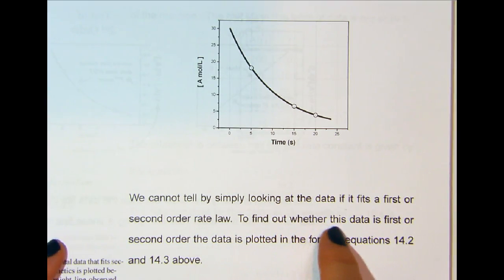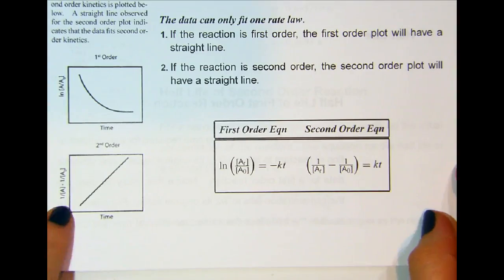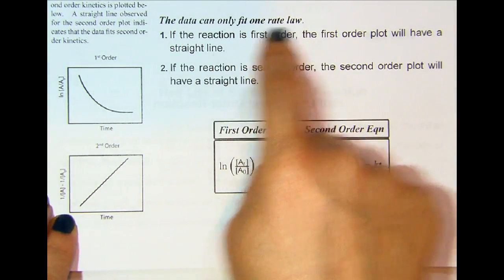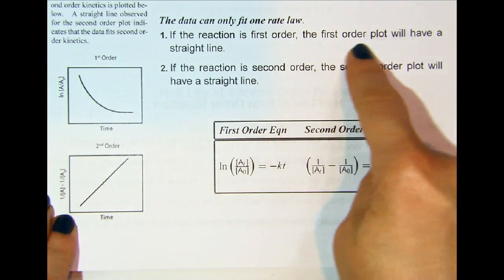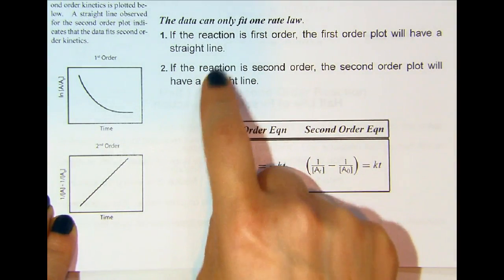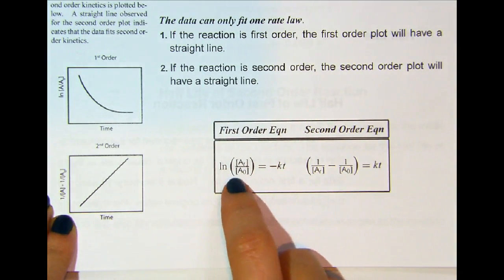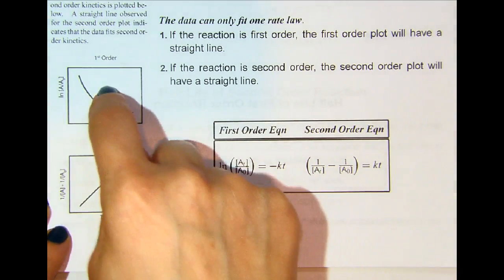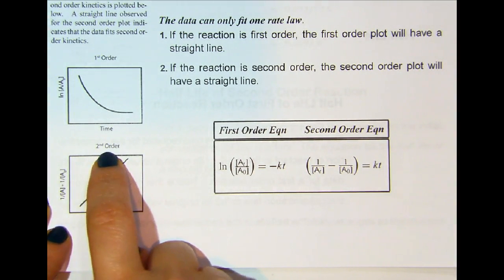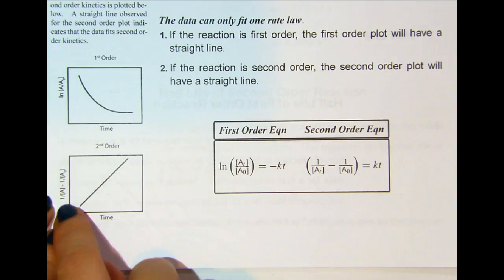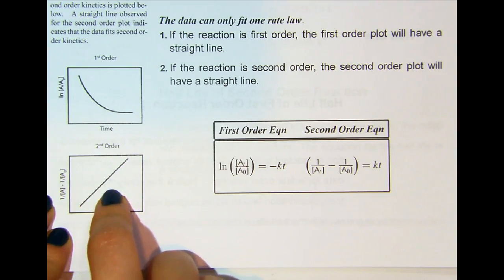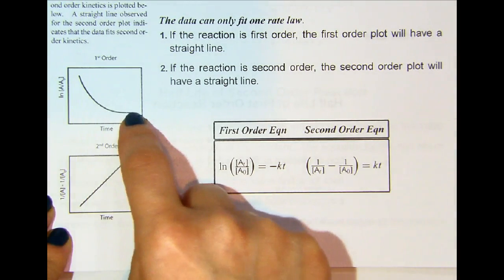To find out whether this data is first or second order, the data is plotted in the form of equations 14.2 and 14.3 above. The data can only fit one rate law. If the reaction is first order, the first order plot will have a straight line. If the reaction is second order, the second order plot will have a straight line. So you would plot based on these two equations, and the one that gives you a straight line is going to indicate the order. So if we graph the above data, and this yielded the straight line, then the data is second order, and not first order since there's a curved line.